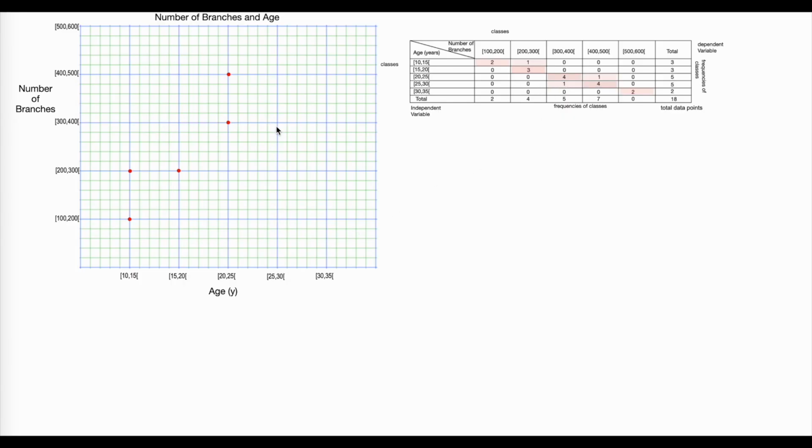25, 30, 300, 400, a dot here. Then we're going to put 4 dots right here at 25, 30, 400, 500. 1, 2, 3, 4 right here. Then at the next level is 30, 35. We're going to put 2 dots at 500 to 600 right here. 2 dots at the top, but they're on top of each other.